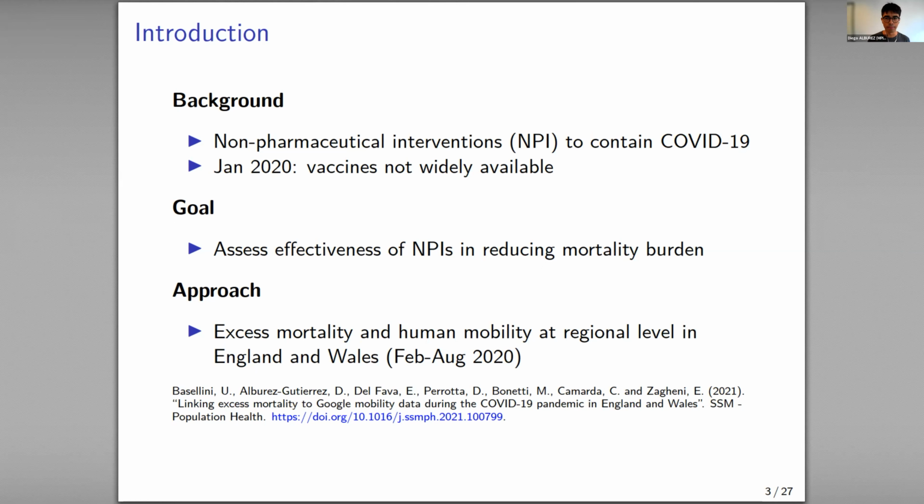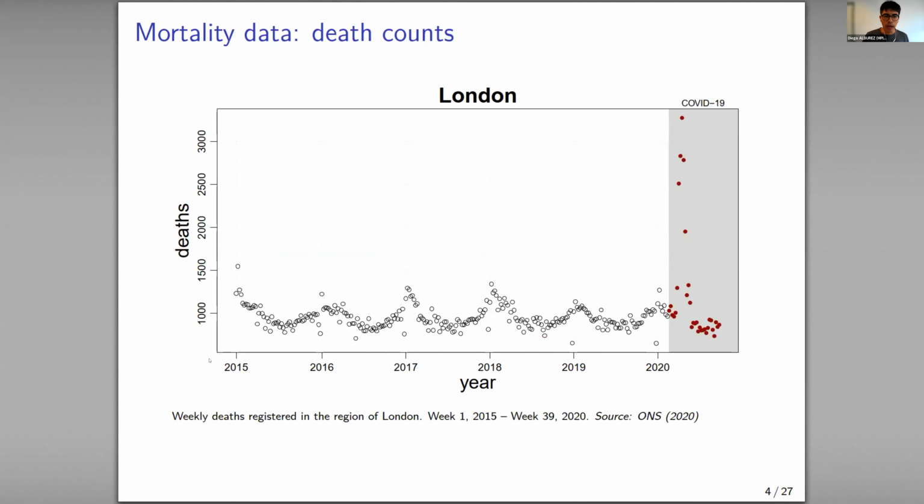So we looked at the available data, and we chose to focus on this association between excess mortality and human mobility at the regional level in England and Wales, covering the period between February and August 2020. Right, so that was our goal, and if you're interested in the details, I can send the link later to this paper. And to give you a sense of the kind of data that we had.